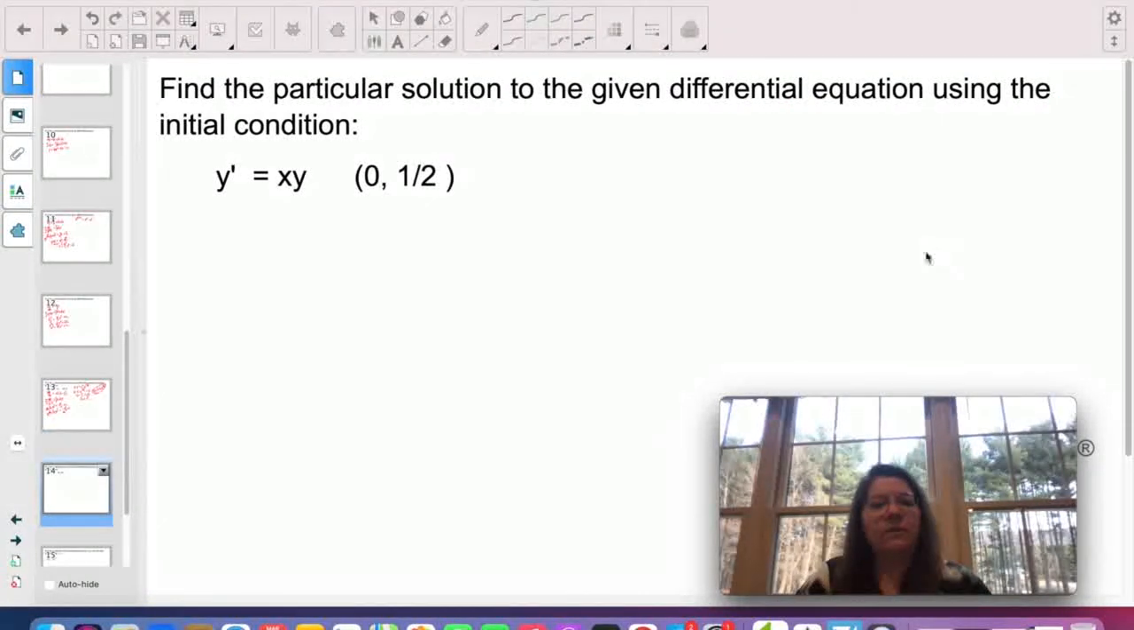So in this one, it says to find the particular solution to the given differential equation using the initial condition y prime equals xy, and then the ordered pair is 0, 1/2. Go ahead and pause the video, see if you can get this one on your own, and I'll give you the answer in just a few minutes.